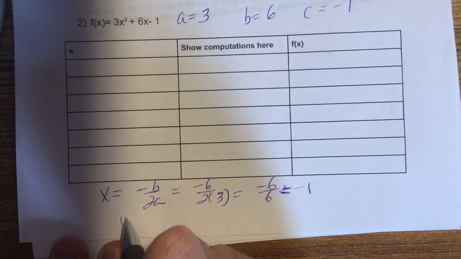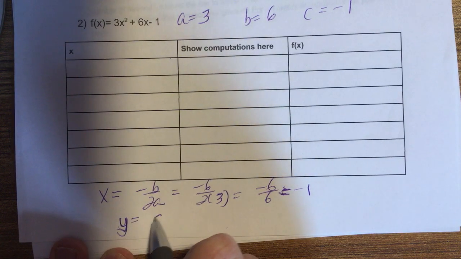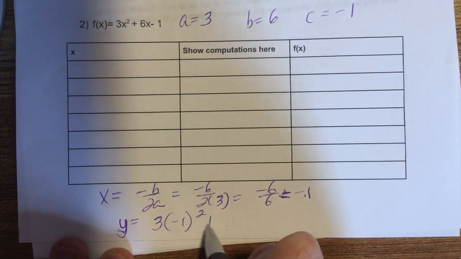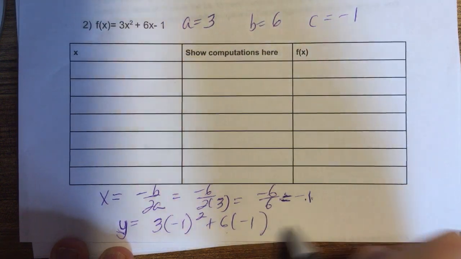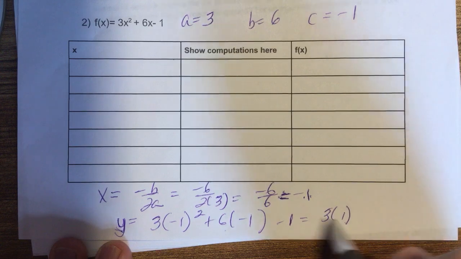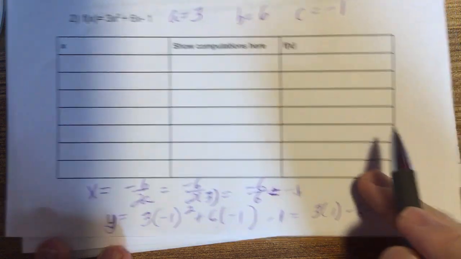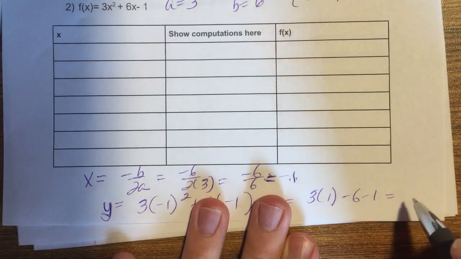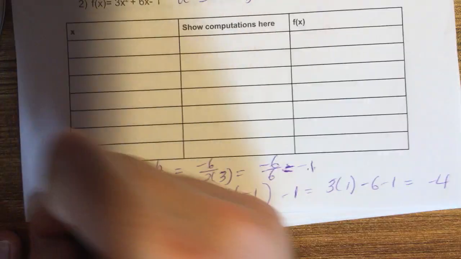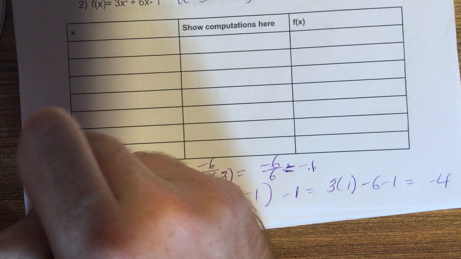In order to find the y value of the vertex, we're going to plug in that x value into the equation. 3 times negative 1 for x, squared, plus 6 times negative 1 for x, minus 1. And this is going to be 3 times 1, negative 1 squared is 1, minus 6 minus 1. 3 minus 6 is negative 3, minus 1 is negative 4. Therefore, your vertex is negative 1 comma negative 4.